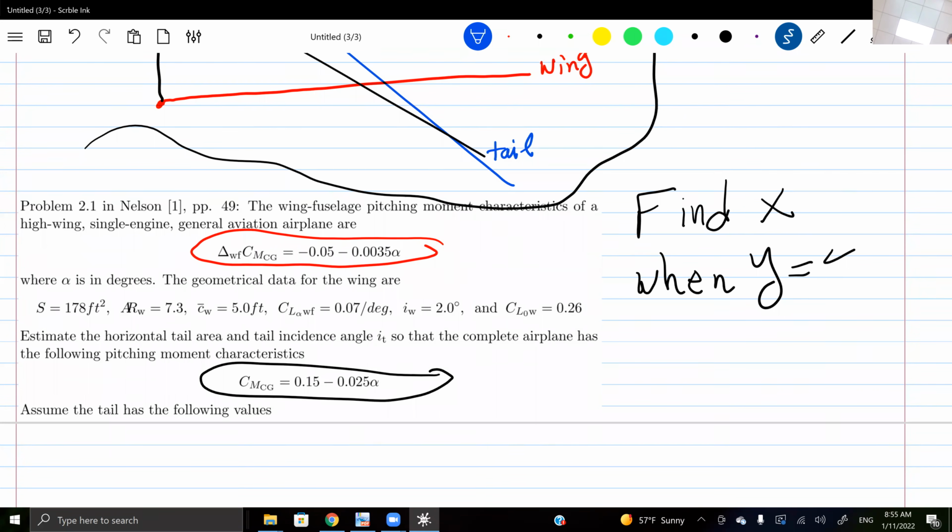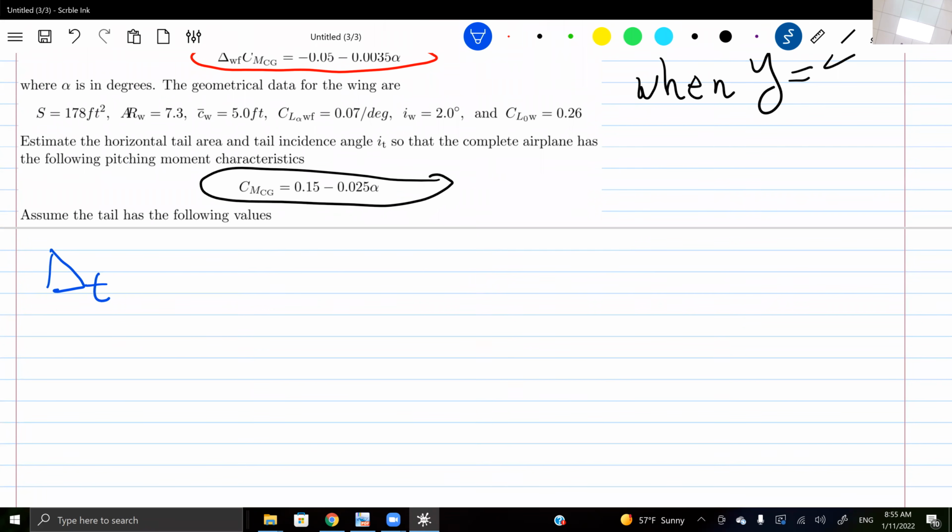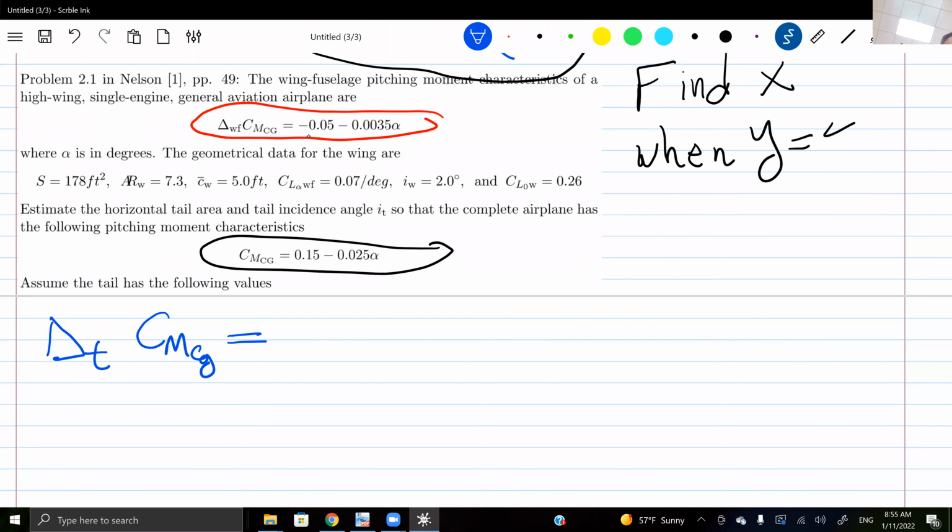So I'm going to write down the tail contribution of the CM, so please subtract these two equations from each other. 0.15 minus 0.05 is 0.2, and negative 0.025 minus this number, you get negative 0.02, I guess, 15. Alpha here is in degrees, which means that this number is per degree.